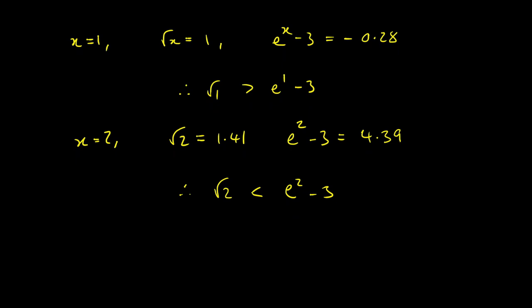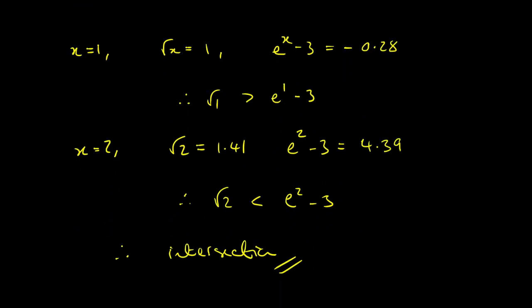And if this is the case, then what's happened is we've had a change. The square root graph has been greater than the exponential graph, but in this case, the square root graph is going to be less than the exponential graph, and so therefore we can conclude there must be an intersection at this point. Now, that's one way of doing it. But I think probably a better way is as follows.